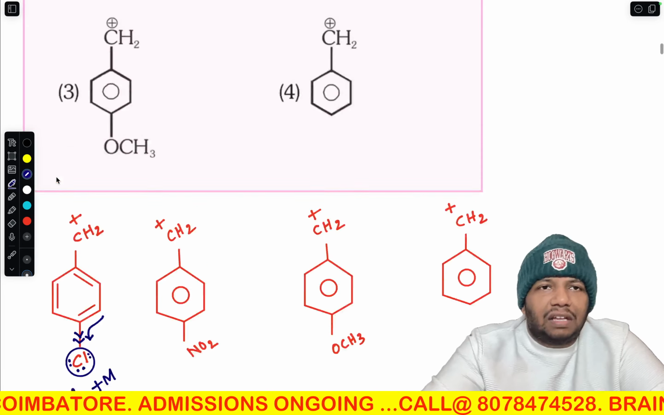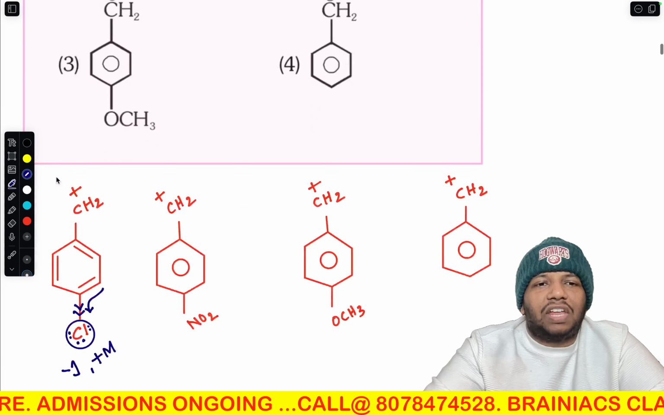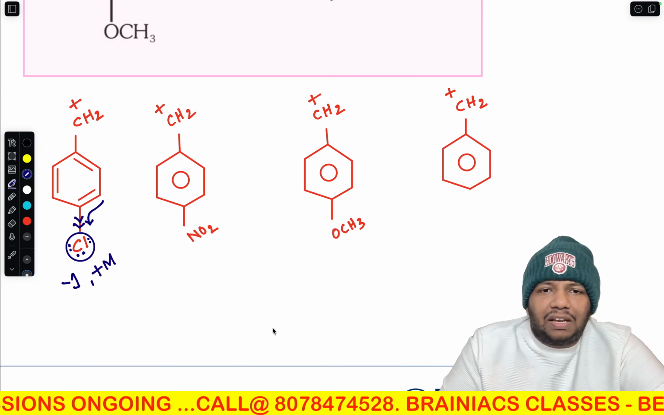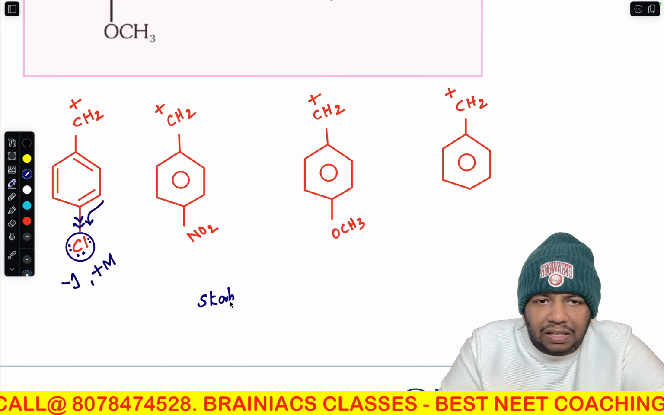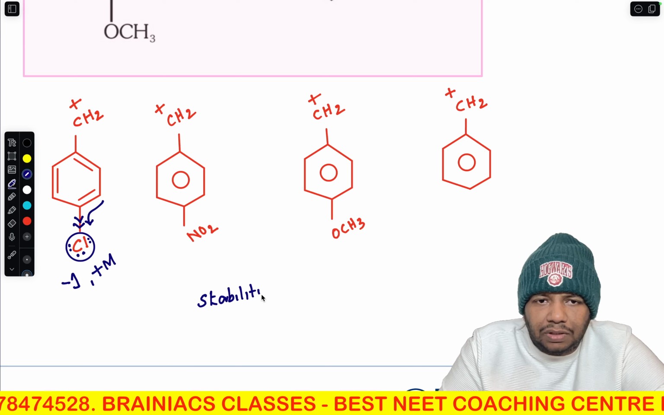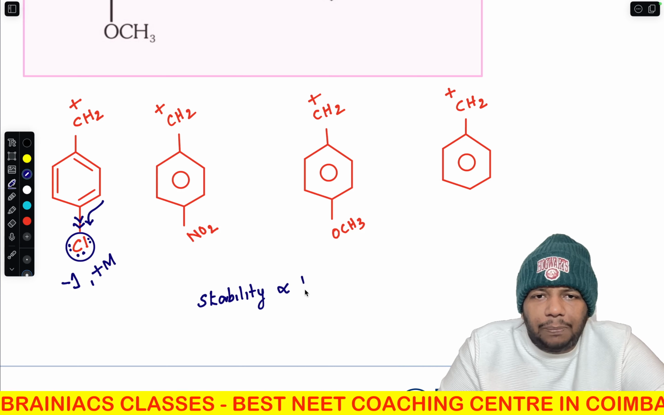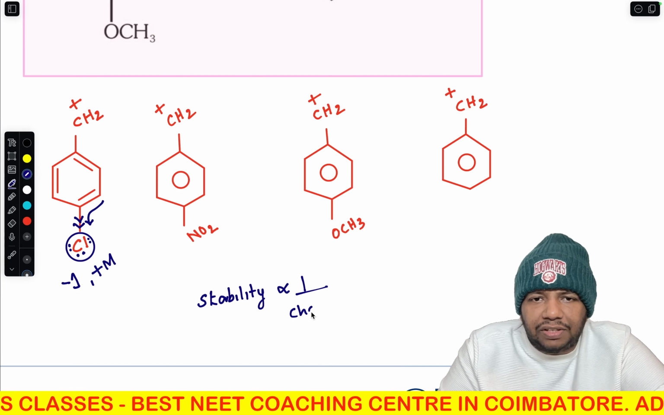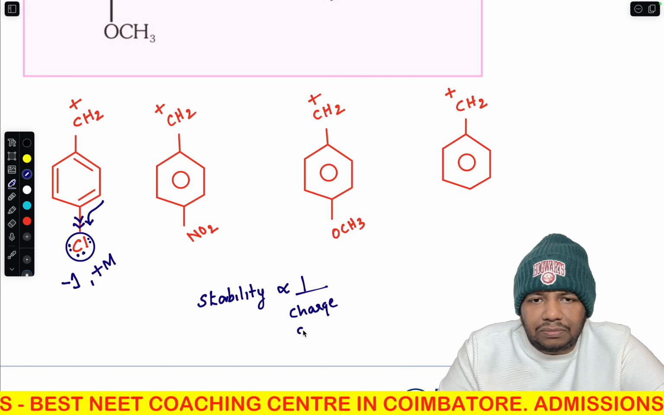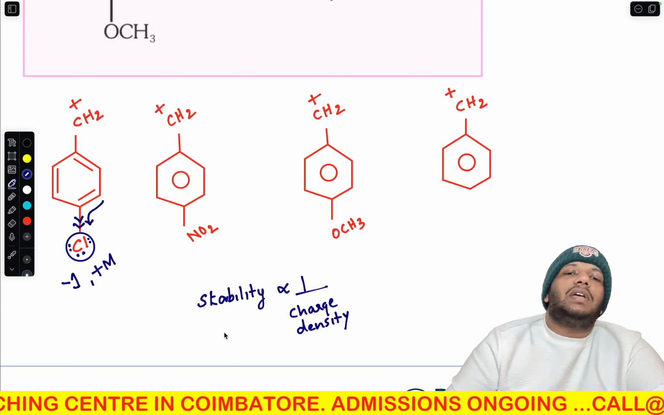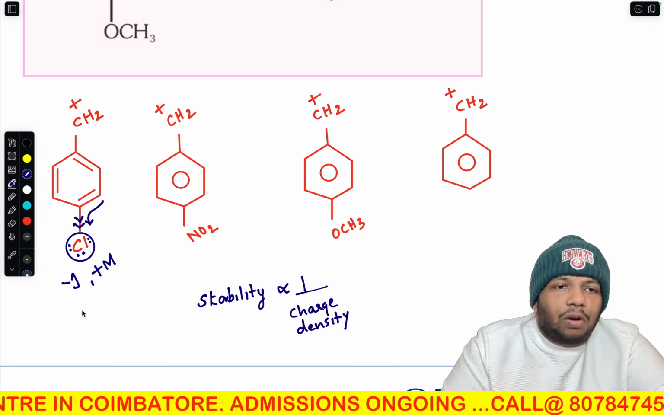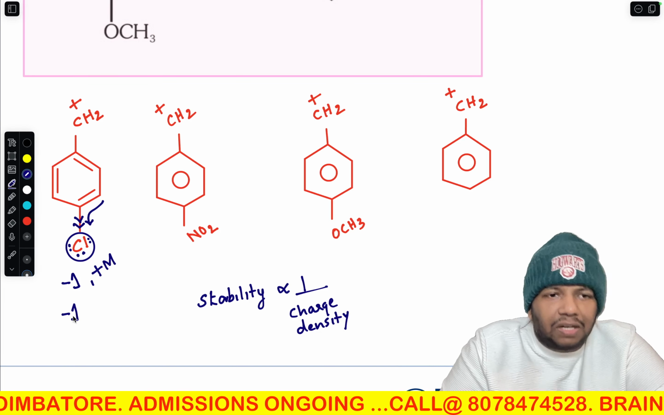Here the question is which one is more stable. So please understand a very important point related to stability. Stability is inversely proportional to charge density or charge. Very, very important. Now, chlorine is a special case.